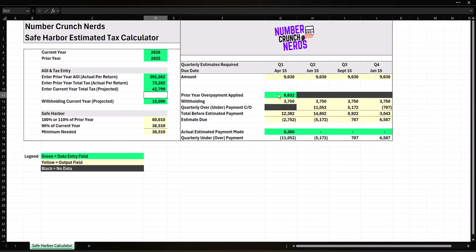Combined, those two are already more than the amount that is required to be paid in under the safe harbor. Therefore, we don't need to make this payment after all. I'm going to put that back to zero. Using the 90% method in a case where the projection of income and tax for 2026 is going down, if that causes the number in cell G15 to become negative, then we are safe.